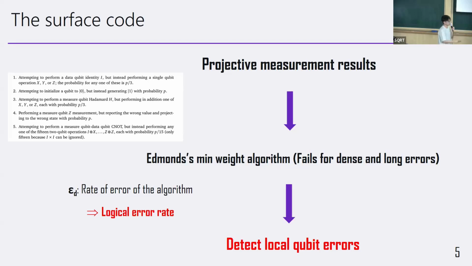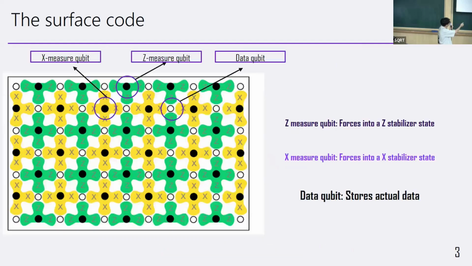So is this fail-proof? No. It actually has a limitation: you can't detect dense and long errors. As you can see, the measure qubits are all placed locally around the data qubits. So if we go back here, this little thing can only detect errors on these four little data qubits. It can't detect an error on this corner right here. So as you can see, the boundaries have fewer measure qubits around them. This is a limitation, of course.